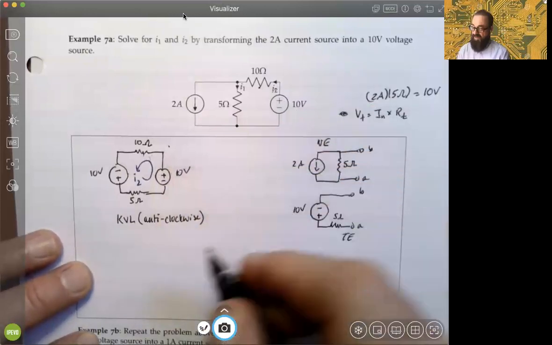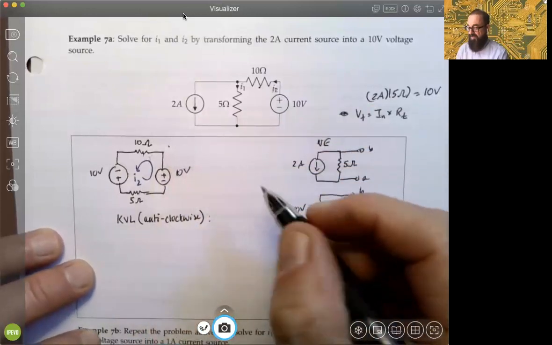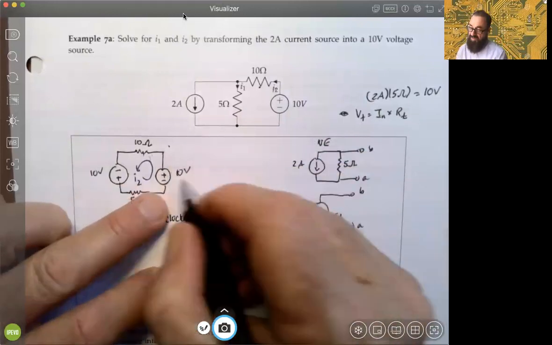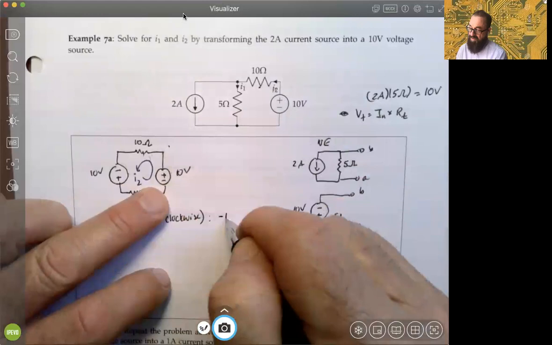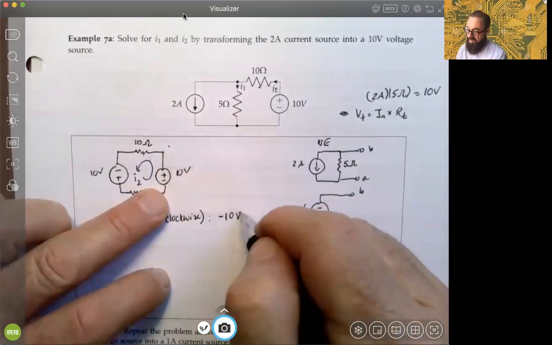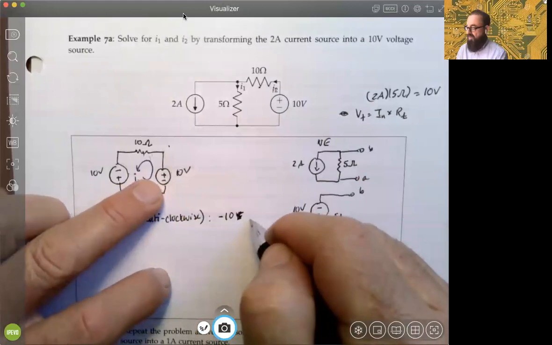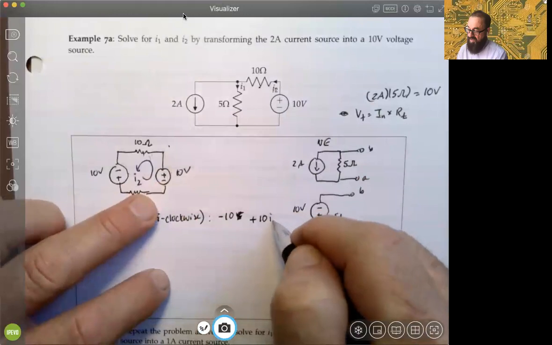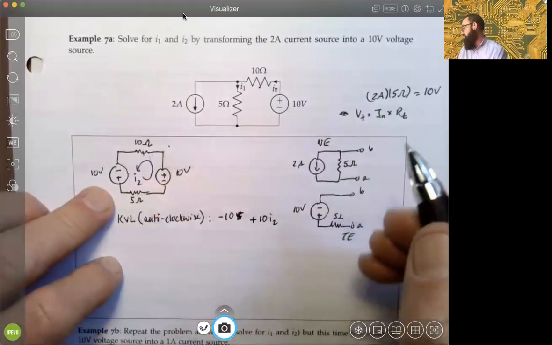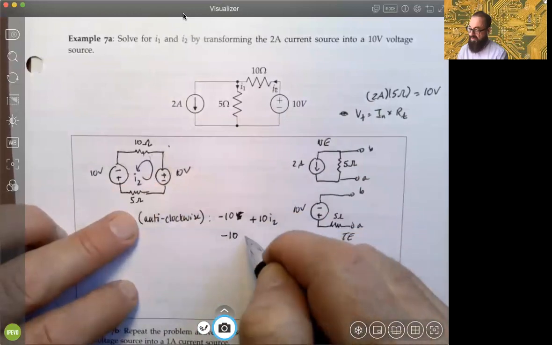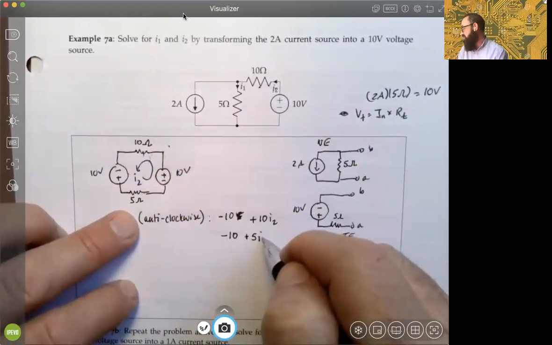So let's do KVL anti-clockwise on this particular circuit here. Let's say we come into the negative polarity of that voltage source, so we'll get minus 10 volts. Then we come into a 10 ohm resistance, assuming passive sign convention, 10 I2. Then we come into the negative polarity there, minus 10, and then plus 5 times I2 again, equals 0.